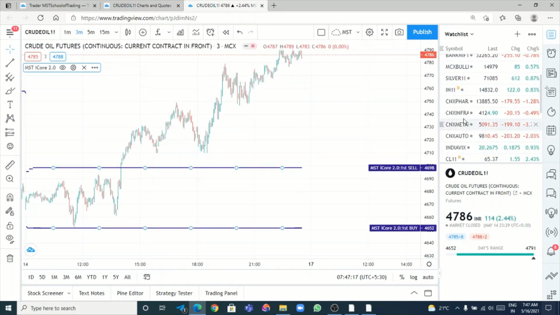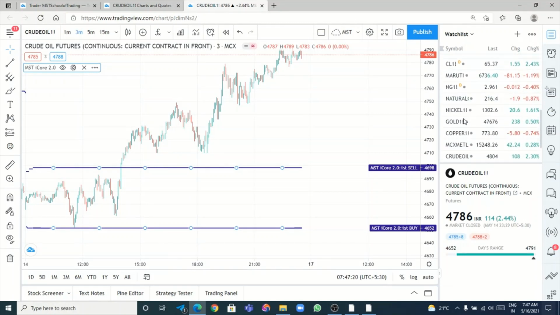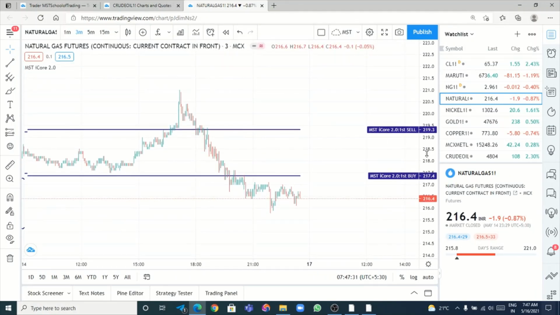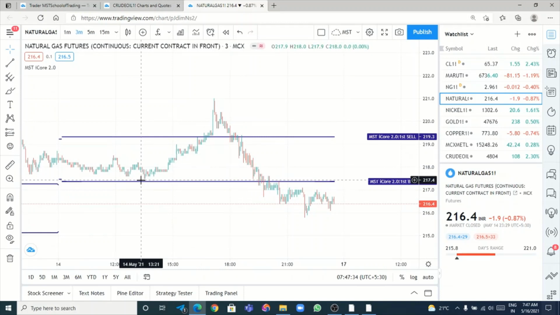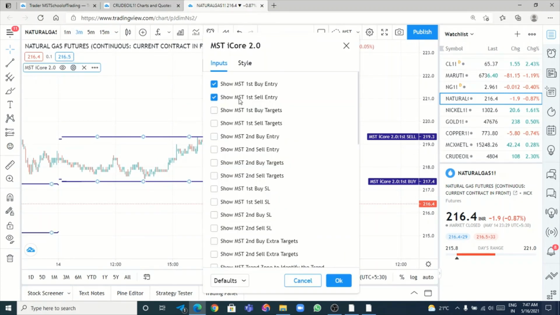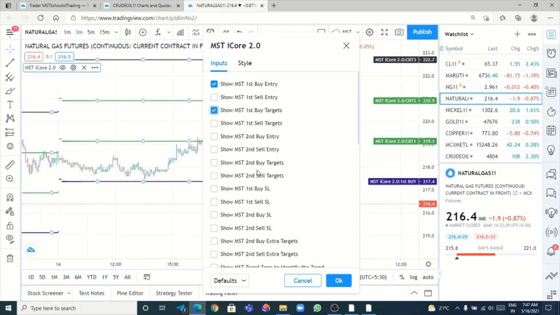And if you want, I can show you some other things we have. We also have natural gas, and I will show you what happened in natural gas. Now see, the low of this market is 217.5 and our entry point is 217.4, which means there is a difference of 10 paise. What I said, if there is a 300 rupees difference, then you can take the entry. So if you have taken it at 217.17, then we have to remove the first sell and enable the first buy targets and first buy SL.